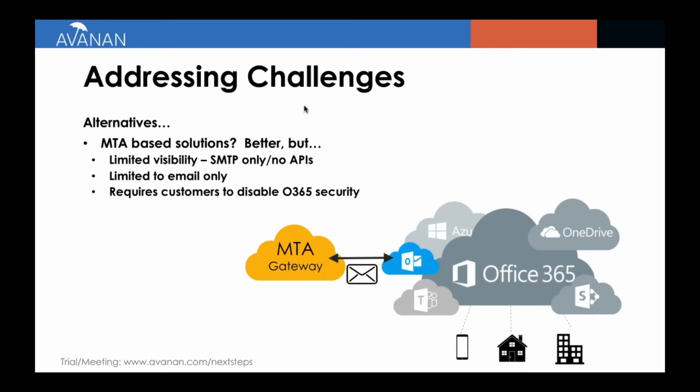So another alternative are the MTA based solutions. Again, this is better than nothing. It's better than not having anything there. But still, there are challenges, and most of these challenges stem from the fundamental architecture. They were built and designed for the security of on-prem email. They aren't built around the O365 APIs, which means they're leaving a tremendous amount of capabilities on the table.